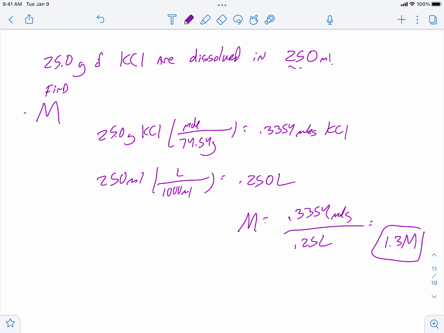Molarity is our primary unit of concentration. We will be solving for that the most, but you still need to know how to work with mass percent. There are other units of concentration, but they're kind of outside the scope of what we need to do in this class.